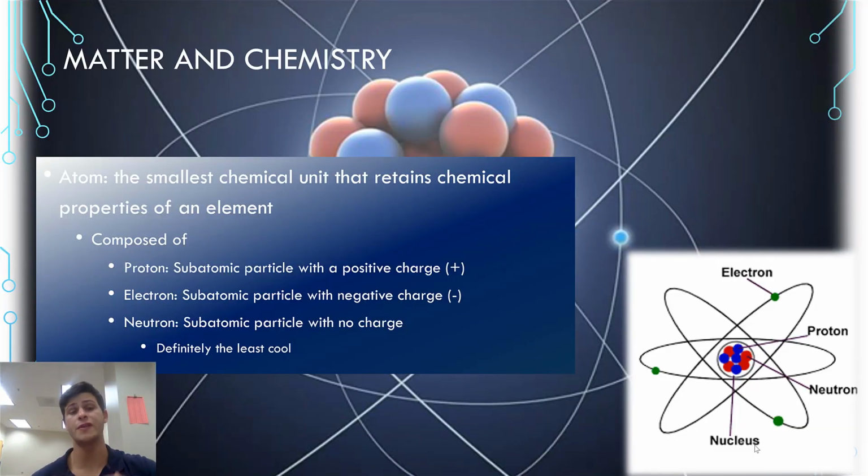So now that we've gone over the states of matter, it's going to be useful to go over some terms that dive into the specifics of matter and some of the fundamental principles of chemistry. Basically, an atom is the smallest chemical unit that retains the chemical properties of an element, and it's composed of three basic things: a proton, which is a subatomic particle with a positive charge, an electron, which is a subatomic particle with a negative charge, and a neutron, which is a subatomic particle with no charge. Out of the three of them, I would say the neutron is probably the least cool. It doesn't really do anything but take up space.